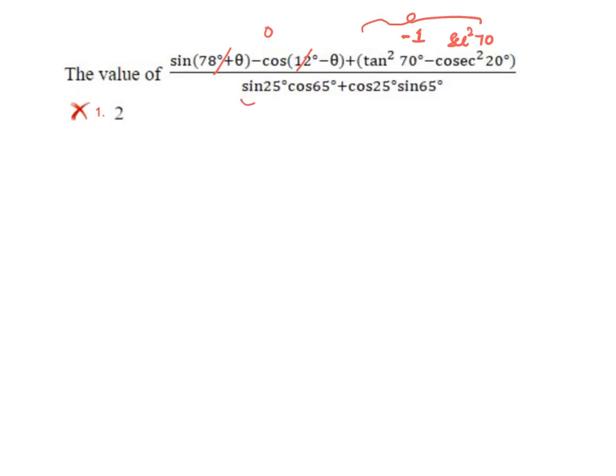In the denominator, you have sin A cos B plus cos A sin B, that is sin of (A plus B). So sin of (25 plus 65), sin 90 is 1. So the answer is 0 minus 1 by 1. Finally, it's minus 1.